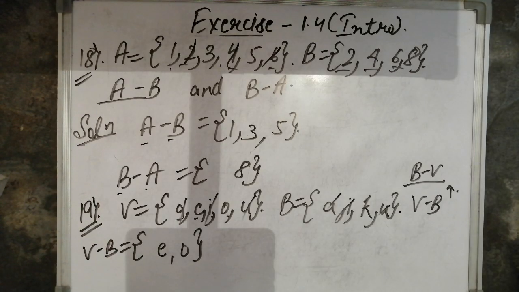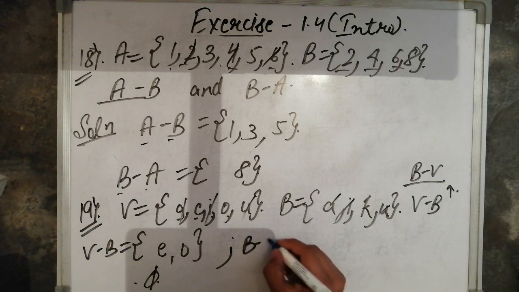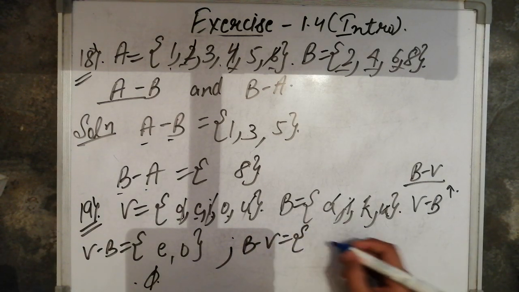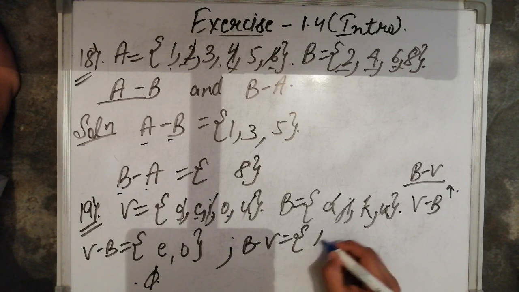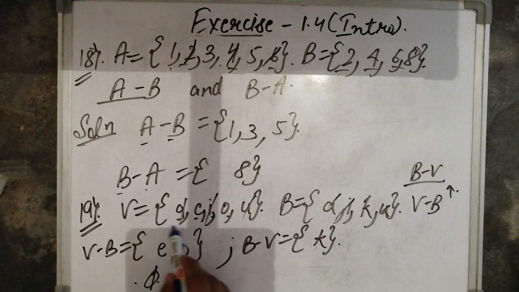And students, what if the V set was equal to B set? We will have phi set remaining. Okay, now let's talk about B minus V. B minus V will contain k because k is not present in this V set. Okay, this was the last example of this video and of this exercise 1.4 as well.